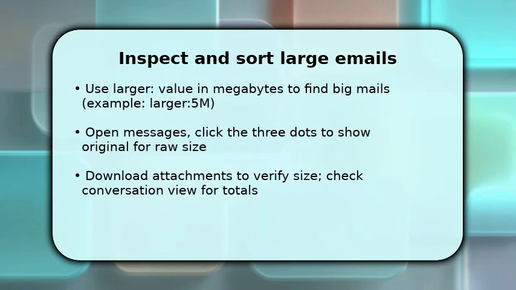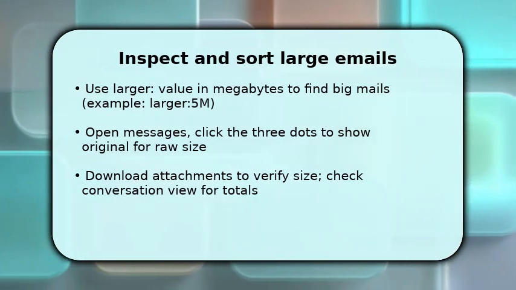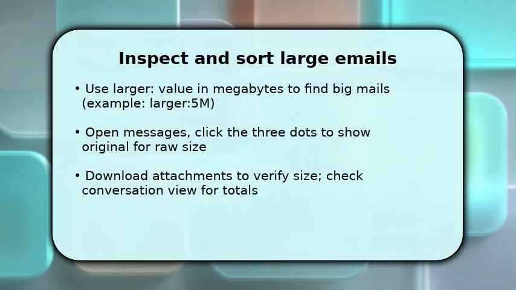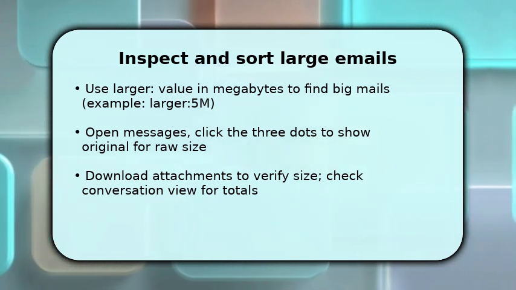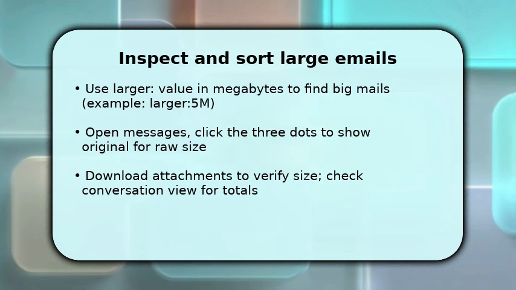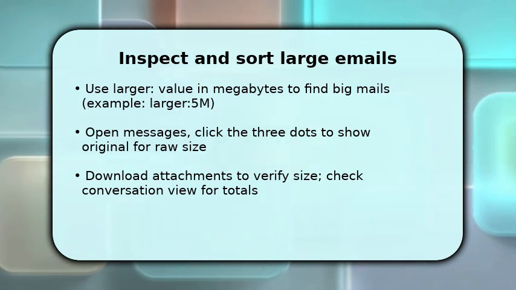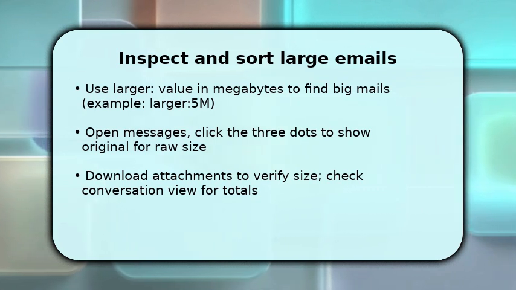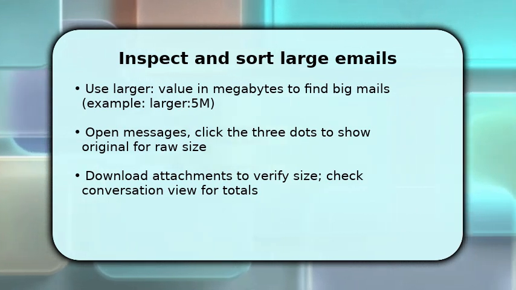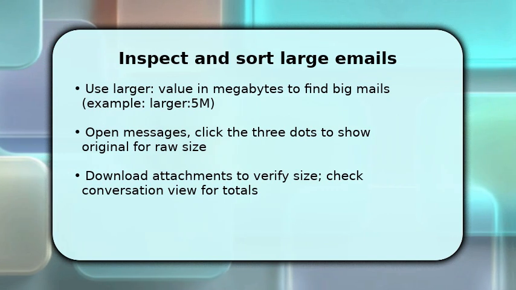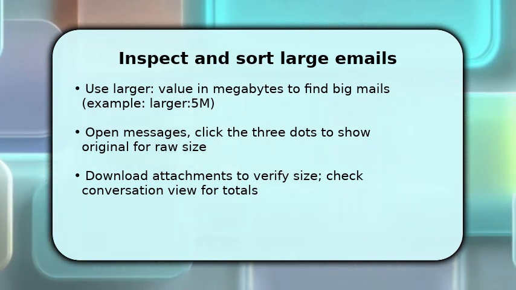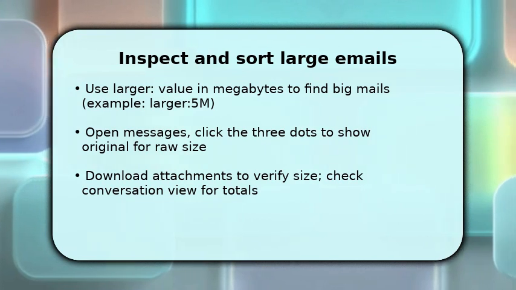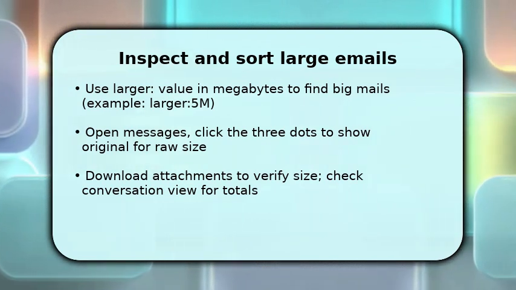Once you have a filtered list, inspect individual threads and attachments to confirm sizes. Use larger:5M or larger:10M to control thresholds. Gmail shows attachment previews but not explicit combined thread size. To see raw message headers and an accurate mail size, open the message, click the three-dot menu and select Show original. The content length header or raw size hints help. Make sure to download attachments to verify their file sizes.